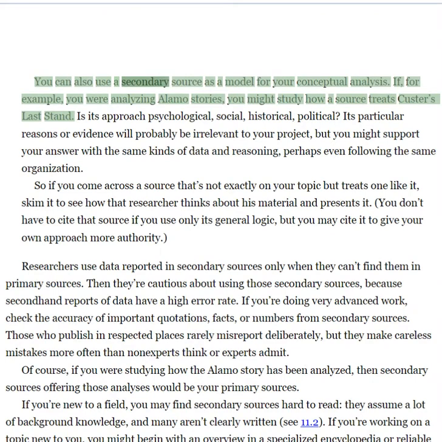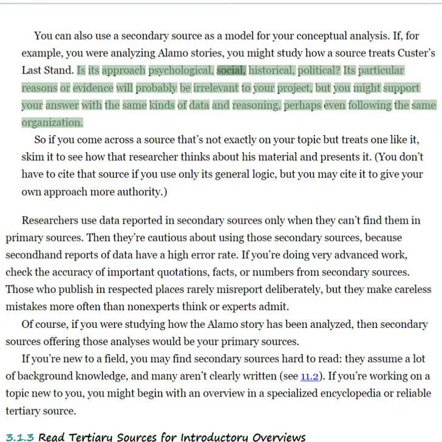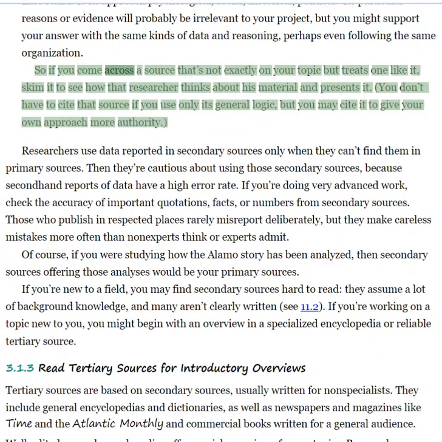You can also use a secondary source as a model for your conceptual analysis. If, for example, you were analyzing Alamo stories, you might study how a source treats Custer's last stand. Is its approach psychological, social, historical, political? Its particular reasons or evidence will probably be irrelevant to your project, but you might support your answer with the same kinds of data and reasoning, perhaps even following the same organization. So if you come across a source that's not exactly on your topic but treats one like it, skim it to see how that researcher thinks about his material and presents it.